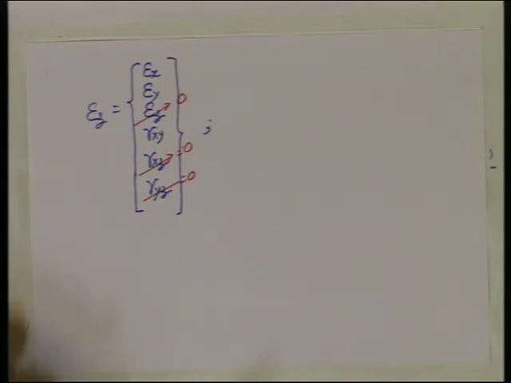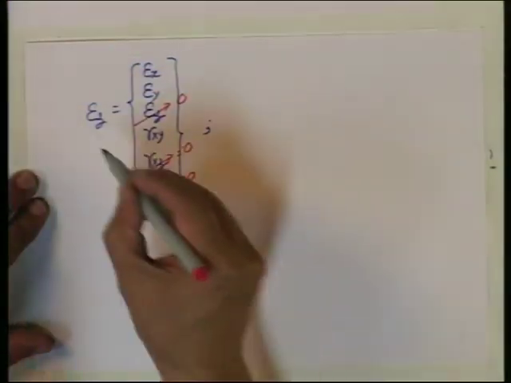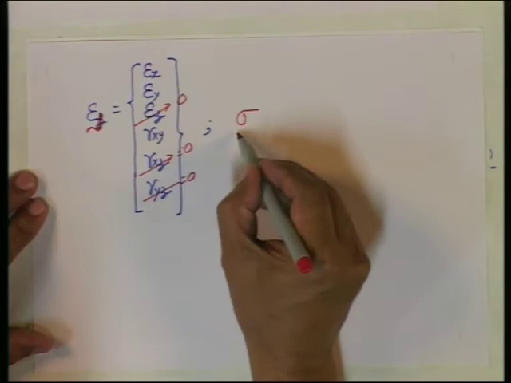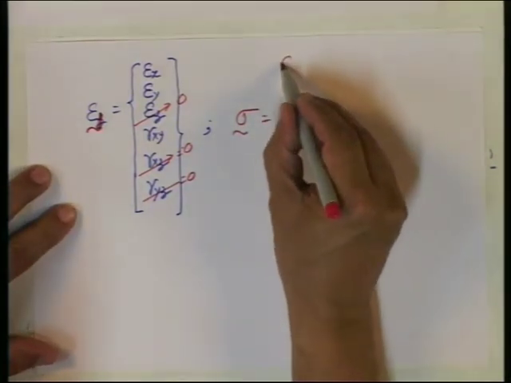So you will be left with only three strains, and all the leftover strains are in the xy plane only. They are not out of plane strains. There is nothing else.